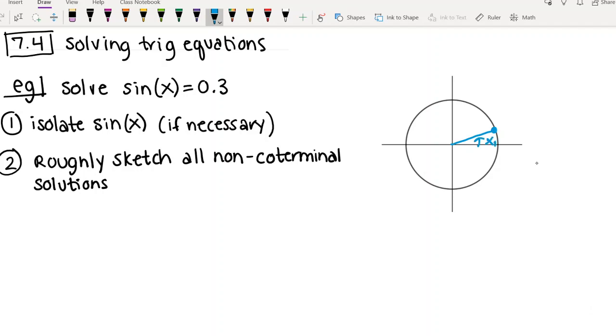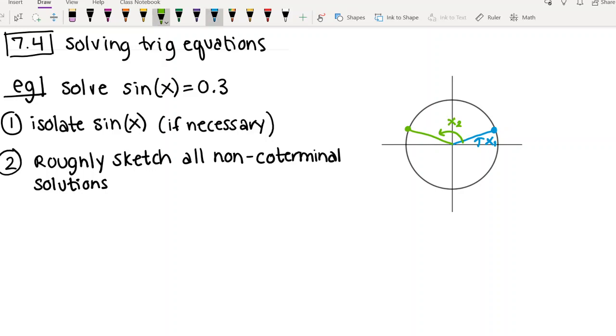Because we're solving an equation for x, our solutions are going to be x, and because there are going to be two different non-coterminal solutions, we'll call one of them x1 and one of them x2, just to distinguish between them. So when we're looking for another angle that also has that same y-coordinate, where do we look? Well, over here. If we go to the other half, quadrant 2, and we go to a point that has the same height, the same y-coordinate of 0.3, then we can call this angle x2.